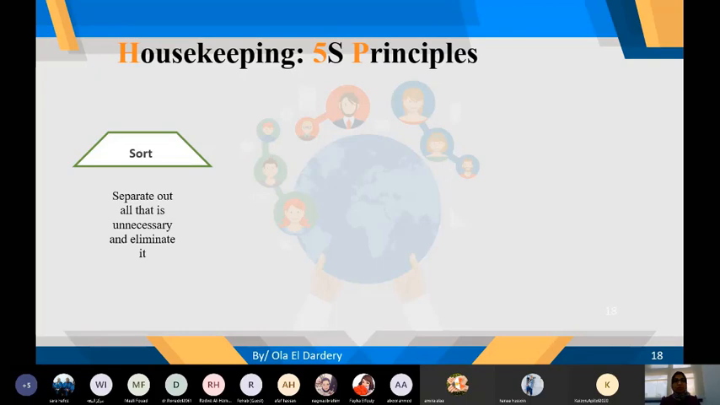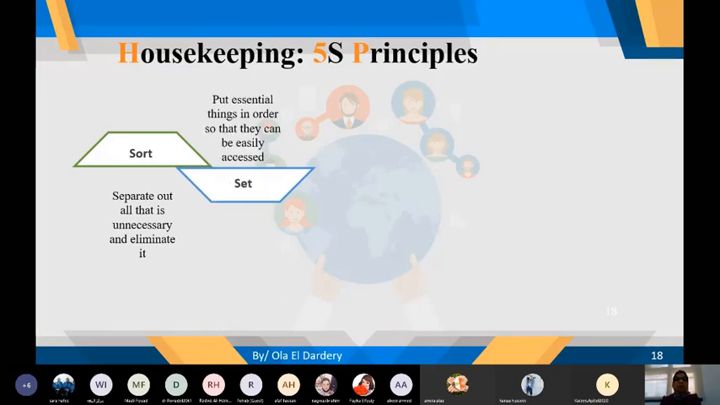So we start by sort. This is separating all the unnecessary elements and eliminating them. So we're going to find whatever object doesn't belong, and then we're going to get rid of it. So if we're talking about an employee in a university, he is going to go in every morning and clean his desk and then organize and categorize what he needs to do and eliminate those unnecessary or old files. That's sorting.